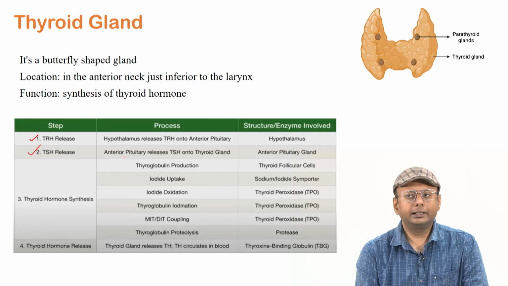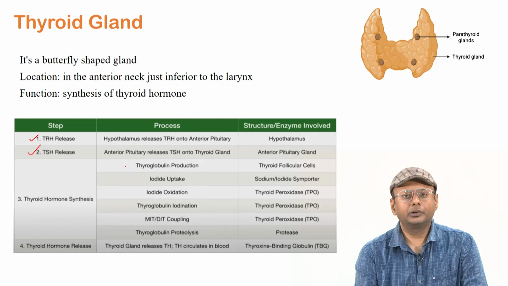In the thyroid gland, there are certain steps that happen sequentially. The first step is thyroglobulin production, which happens in the thyroid follicular cells. After that, the sodium iodide symporter causes iodide uptake. After the iodide uptake, iodine oxidation happens by the function of the thyroid peroxidase enzyme. After the iodine oxidation, thyroglobulin iodination happens, followed by MIT and DIT coupling, and eventually thyroglobulin proteolysis happens.